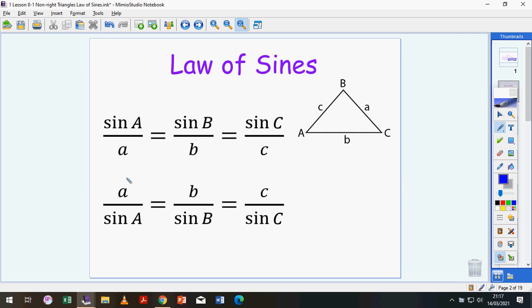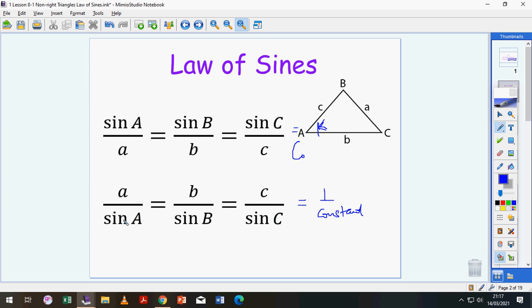Sine A over A is equal to sine B over B is equal to sine C over C, and this ratio, this fraction, is always going to be equal to some constant, constant K. The one at the bottom here is equal to 1 over a constant. What that means is that the ratio of the side to the sine of the angle opposite that side is always a constant. That's basically what it means.